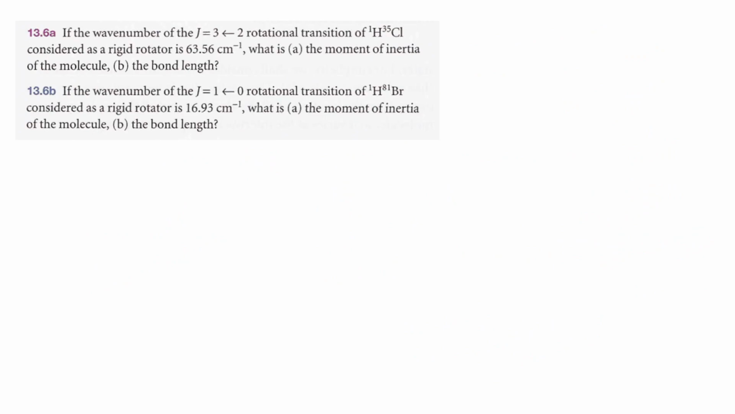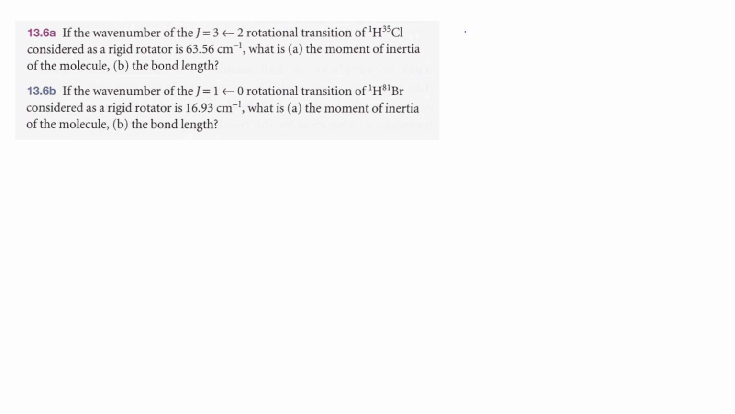So the next question is that if the wave number of the J equals 2 to 3 rotational transition of 1H 35Cl considered as a rigid rotor is 63.56, what is the moment of inertia and the bond length? Okay, similar kind of problem, right?